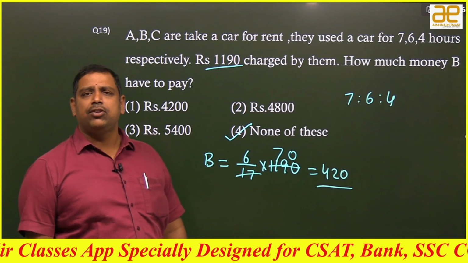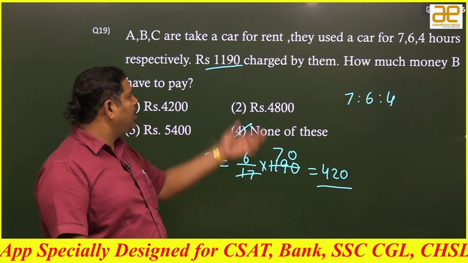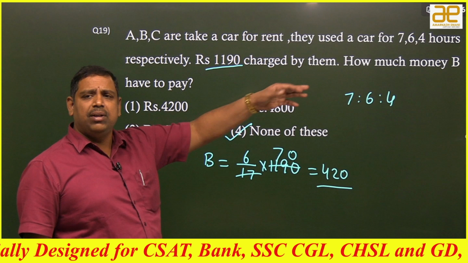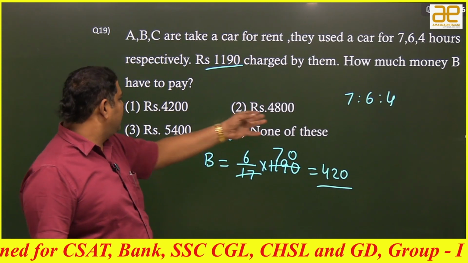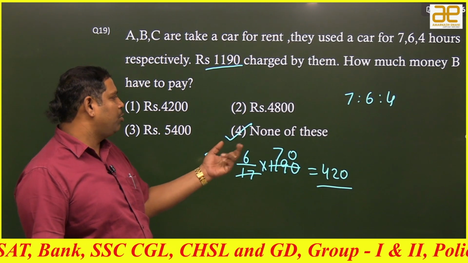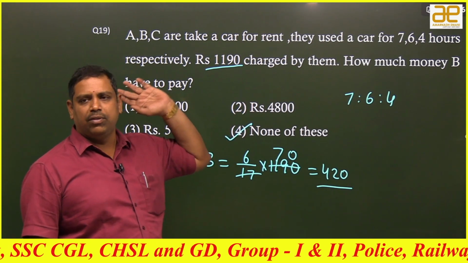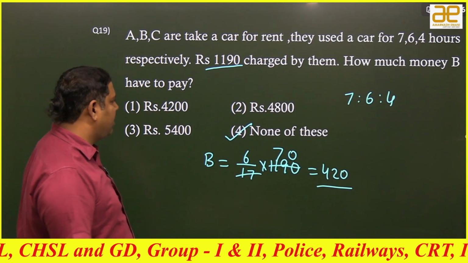Actually, for this particular question, there is no need to solve it. Why? Because the total rent is 1190. B's rent means definitely less than that. But he has given all the options more than that. That means it is impossible. So directly the answer is none of these. Without solving the problem also, we can answer.